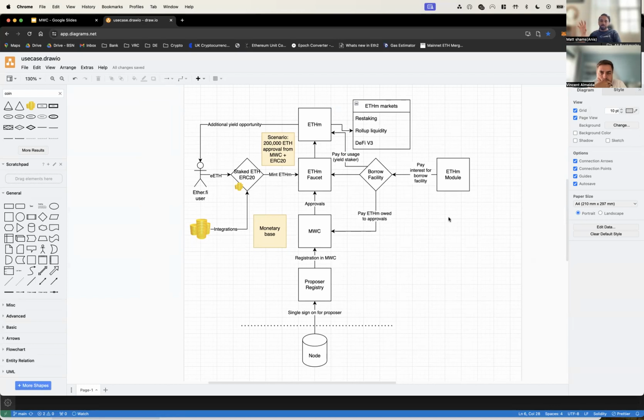ETHm is just a module, and in MWC, it can draw the credit line for multiple stakers, and it just repays those stakers immediately. And they can also help to re-yield more ETH from the other markets for the same stakers, because you have only 120 million worth of ETH holders. Put it simply. Yep. And if you just look at it from a macro view, exactly.